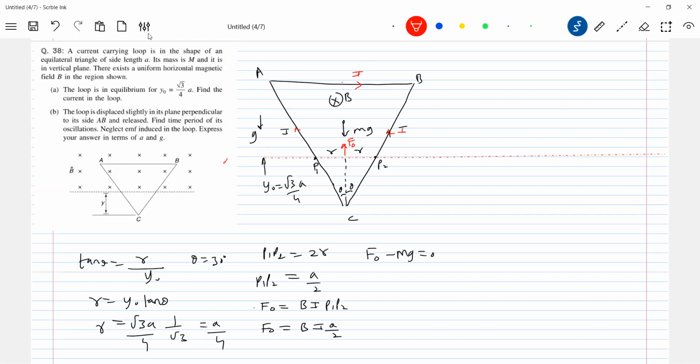Then okay, BL force will act. Okay, this is about it, now we know. So here BI A by 2 minus mg equals 0. So I is equal to 2 mg by BA. Now it is slightly displaced and released.